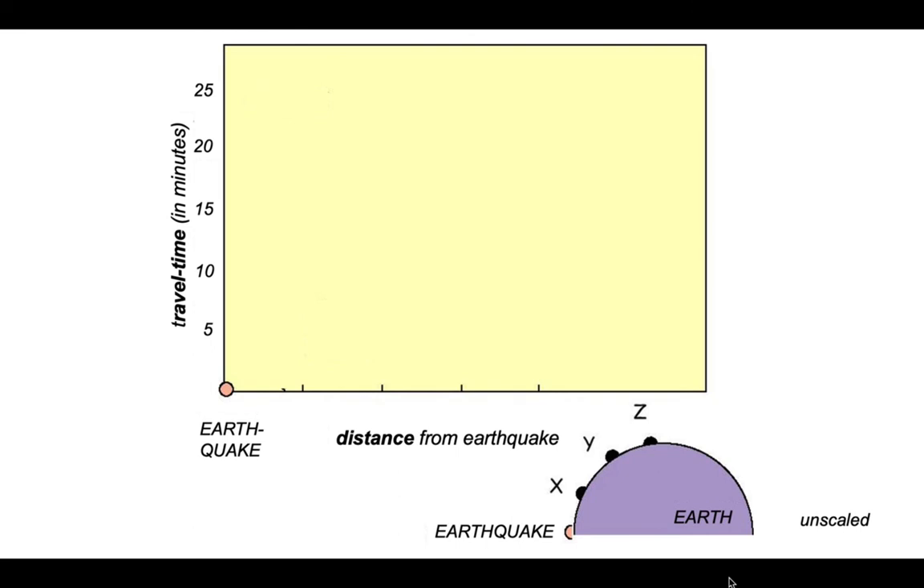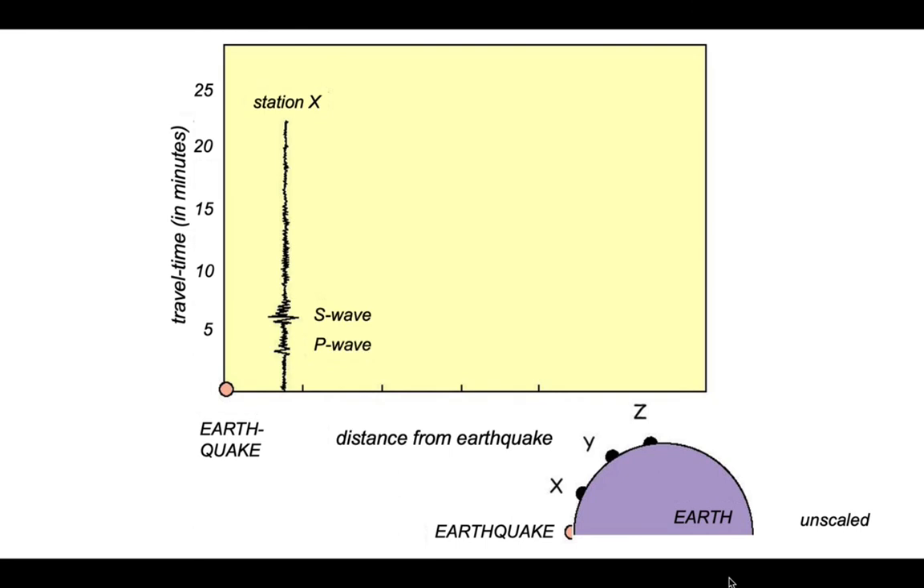So let's put on station X records. There we go. And there's a P wave that arrives first, at around 3.5 minutes, and then a shear wave that's arriving at about 6 minutes. So a few minutes later than the P wave.